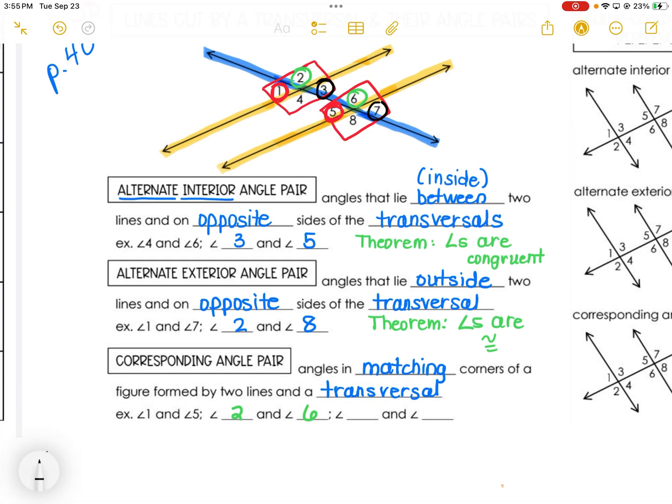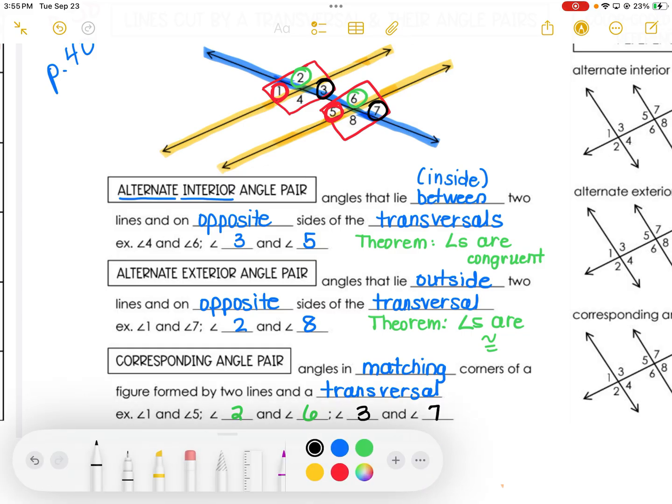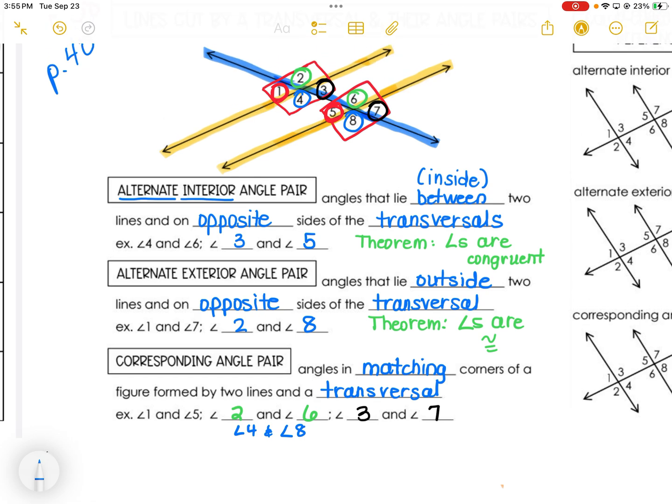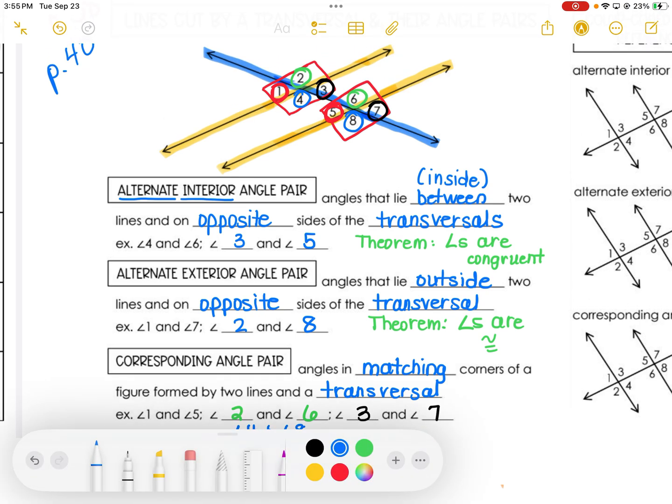3 and 7 are both in the bottom right corners of those boxes. So 3 and 7. And there's actually one more pair that they didn't really give us any blanks for, but 4 and 8. Angle 4 and angle 8 are also the 4th pair of corresponding angles, and they're in the bottom left corners of each of those boxes. Okay, so all those are corresponding angle pairs.